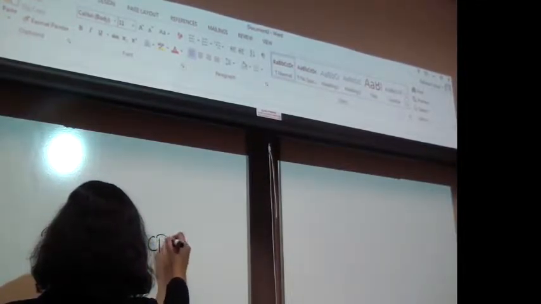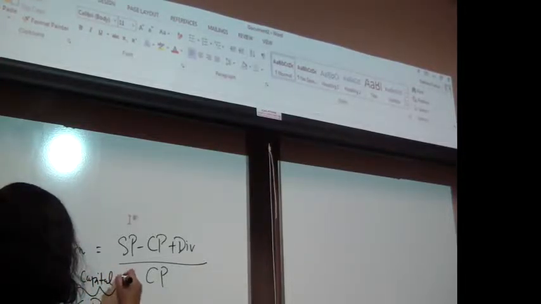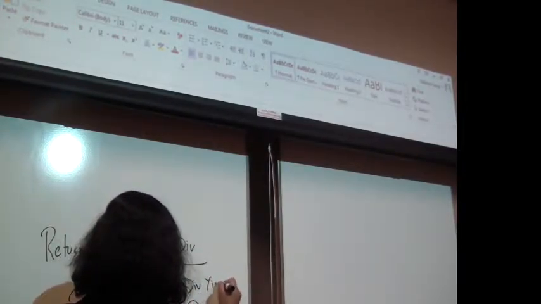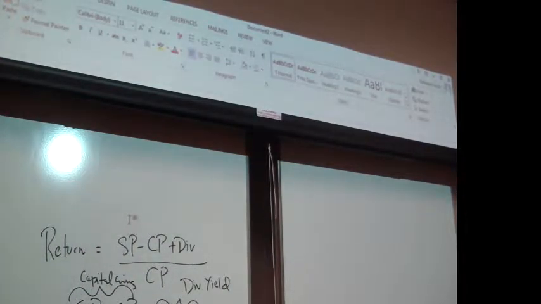So this is the formula. Now you can look at this formula. We have selling price minus cost price plus dividend divided by cost price, or selling price minus cost price divided by the cost price plus dividend divided by the cost price, okay? So this one over here, this is known as capital gains. This over here is known as the dividend yield. And let's talk a little bit about it. It's very intuitive actually, it's very easy to understand. Capital gains, what do you think of when you think of capital gains?